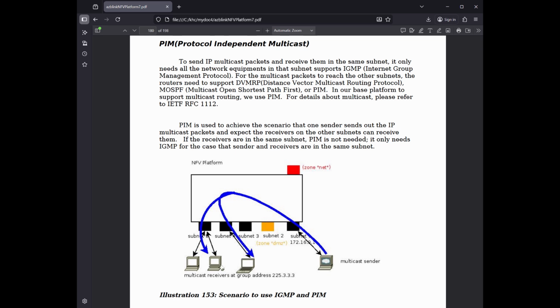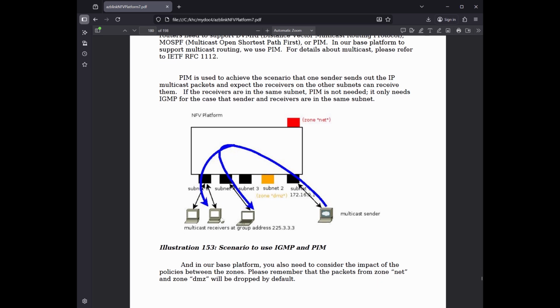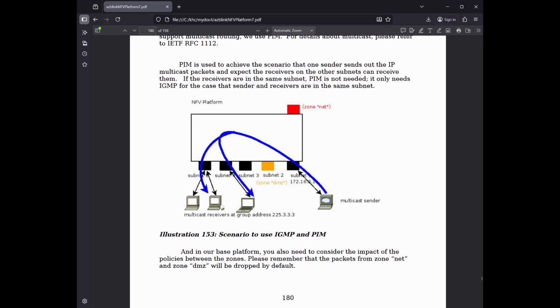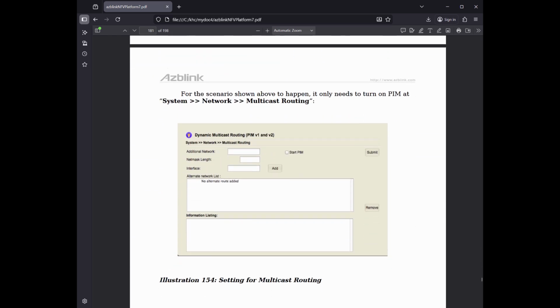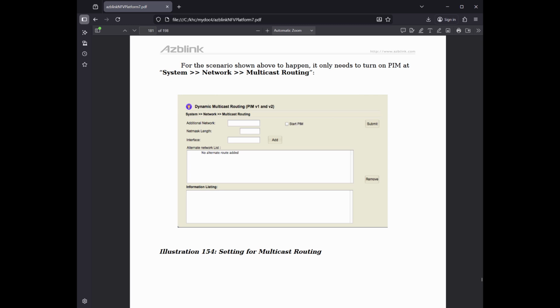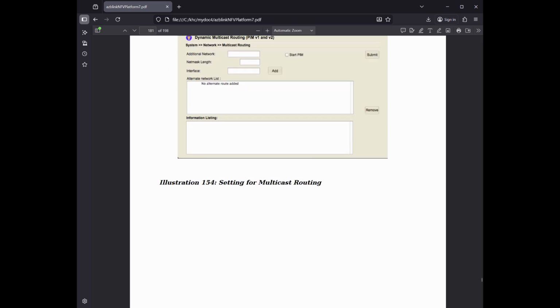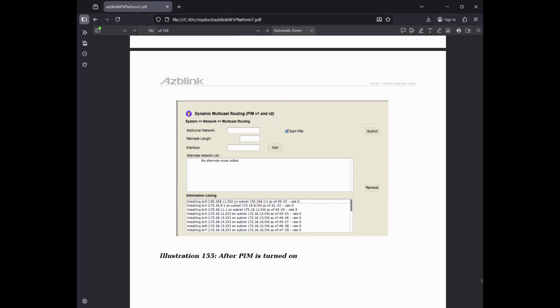Illustration 153, Scenario to use IGMP and PIM. In our base platform, you also need to consider the impact of the policies between the zones. Please remember that the packets from Zone Net and Zone DMZ will be dropped by default. For the scenario shown above to happen, it only needs to turn on PIM at System, Network, Multicast Routing. Illustration 154, Setting for Multicast Routing. Illustration 155, After PIM is turned on.